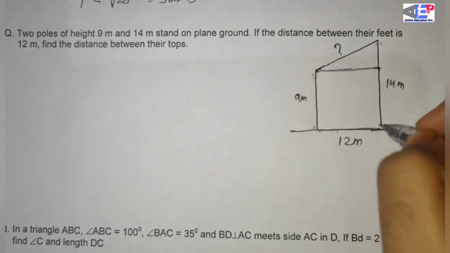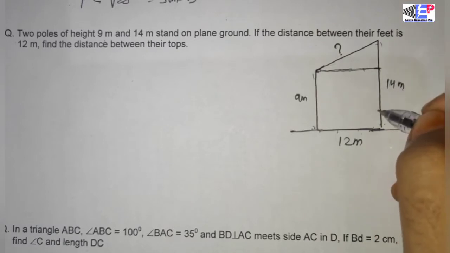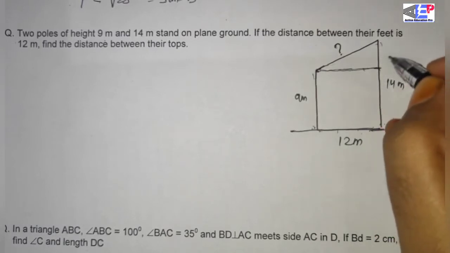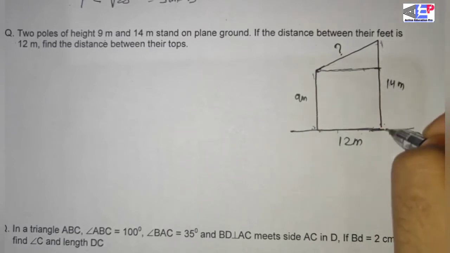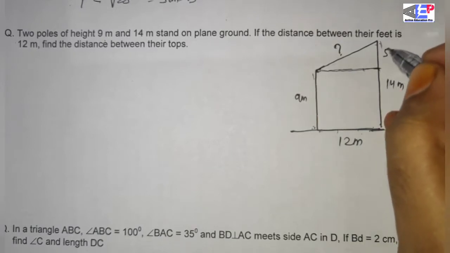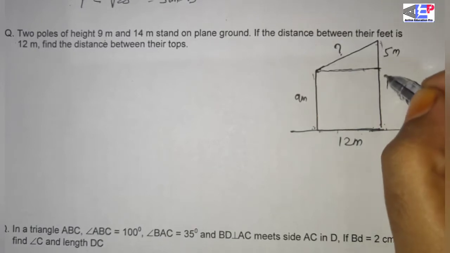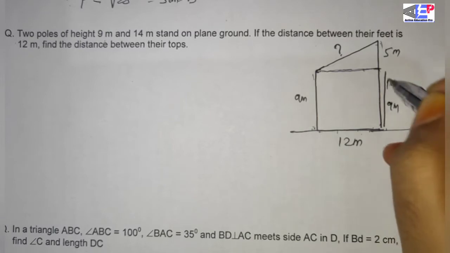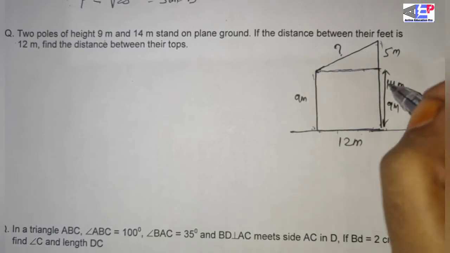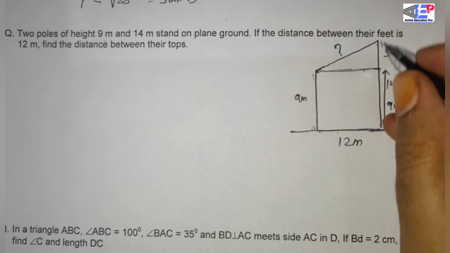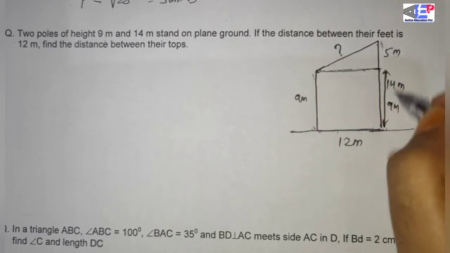Now this part is 9 meter because these lines are parallel to each other. The distance between any parallel lines is always the same, and this is 9 meter, the total is 14 meter, so the remaining part is 5 meter. This is 5 meter and this is 9 meter. The total length is 14 meter.